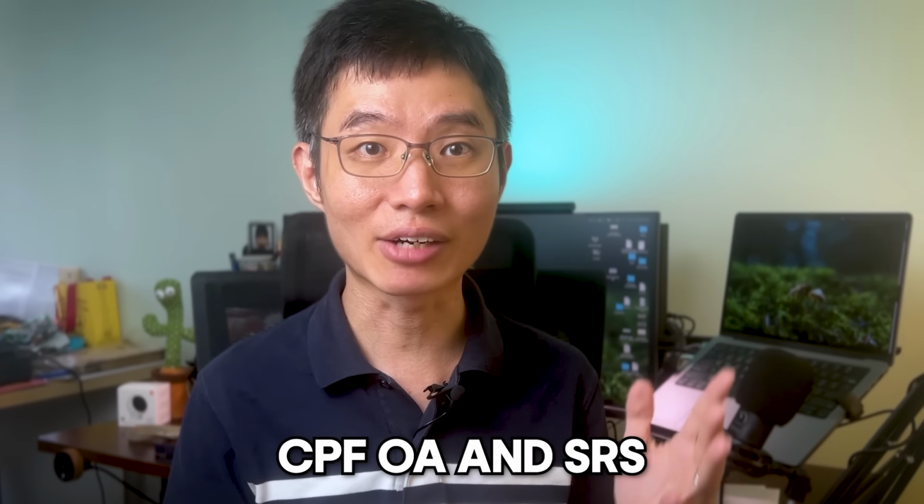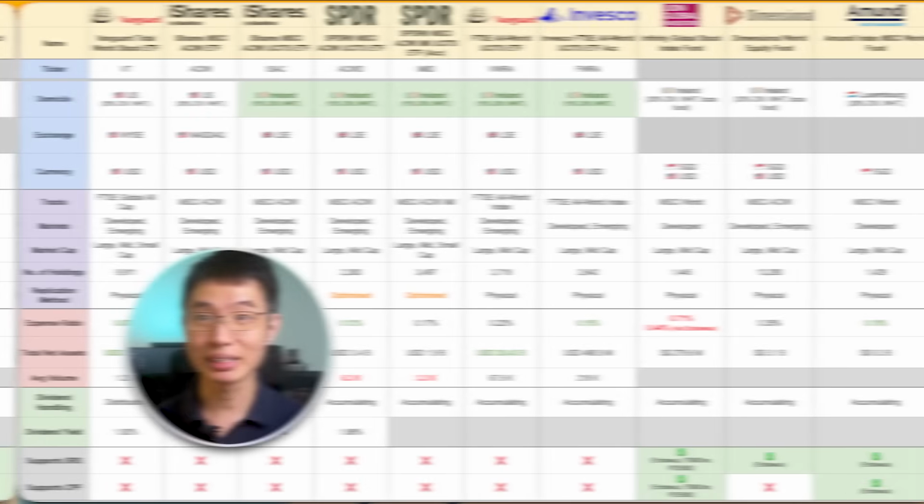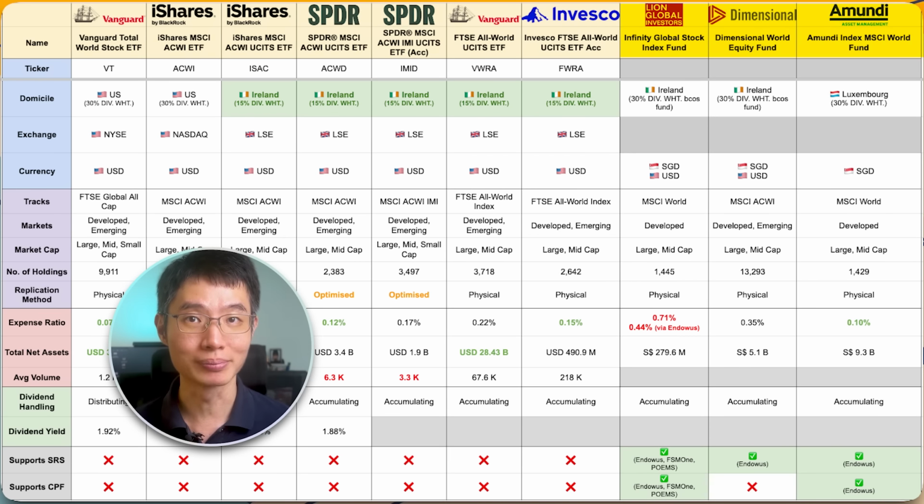Next, if you want to invest your CPF OA as well as SRS money into an all-world fund, here are 3 funds which you can choose from. As to which you should go for, the answer is pretty clear. You can just go with the Amundi Index MSCI World Fund, as it charges a super duper low 0.1% expense ratio. However, this fund only invests in the developed market.